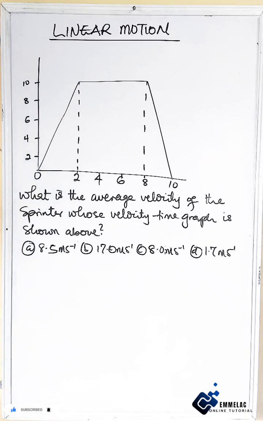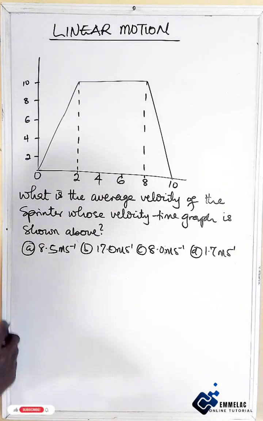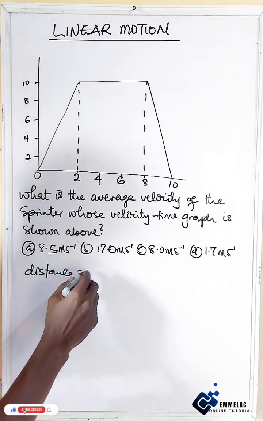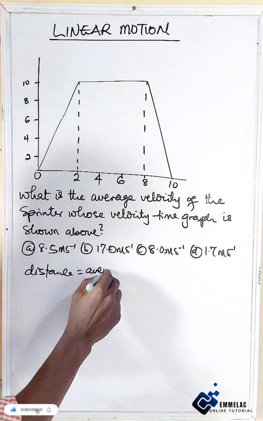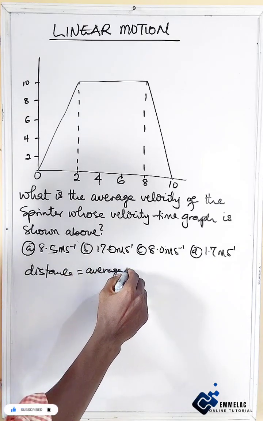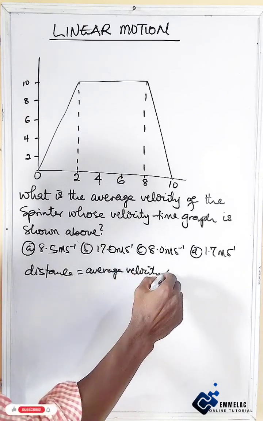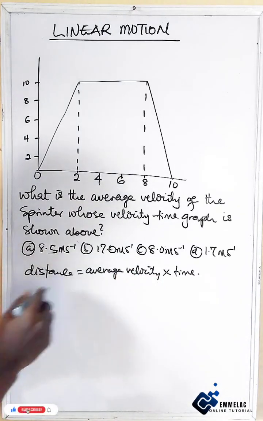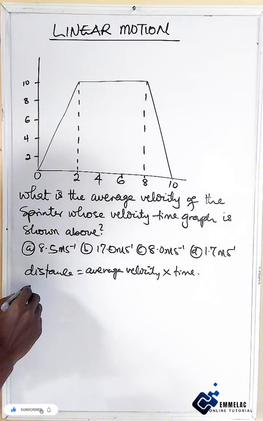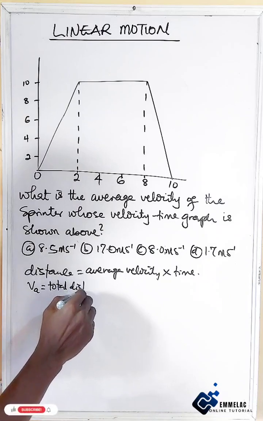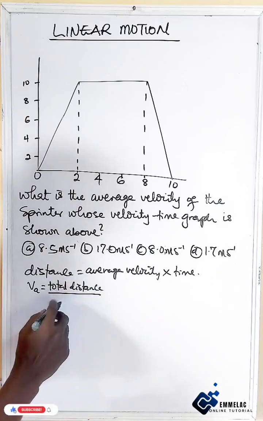And let us take note that distance equals average speed or average velocity times time. So which implies that the average velocity equals total distance all over time.